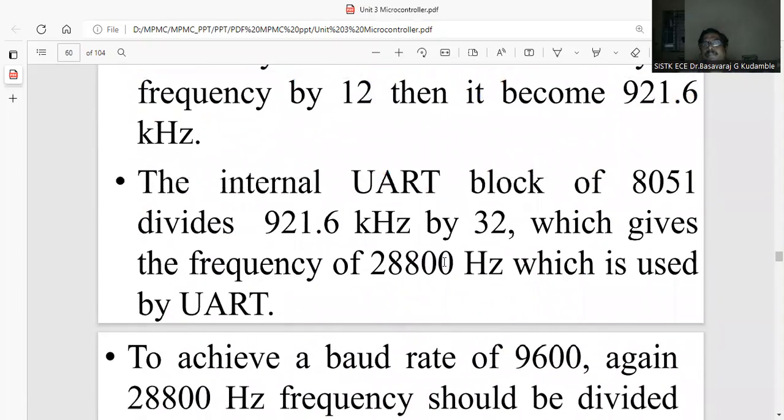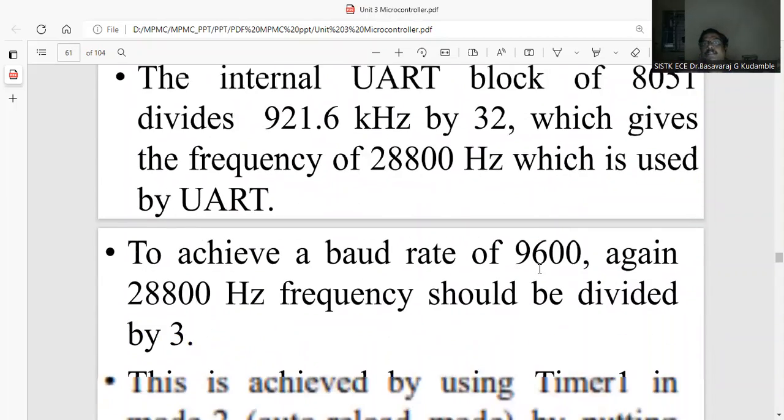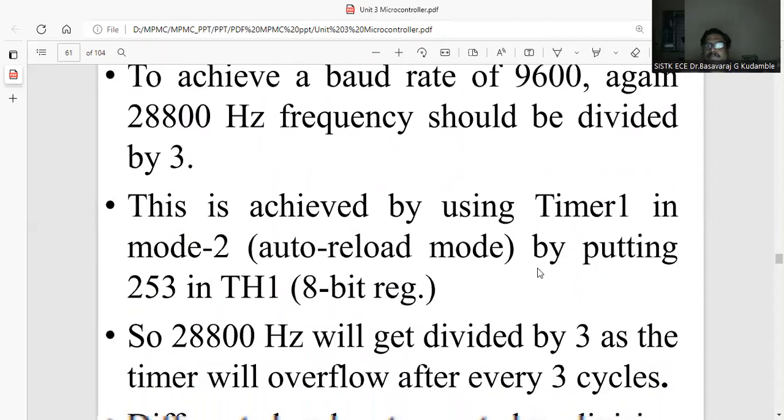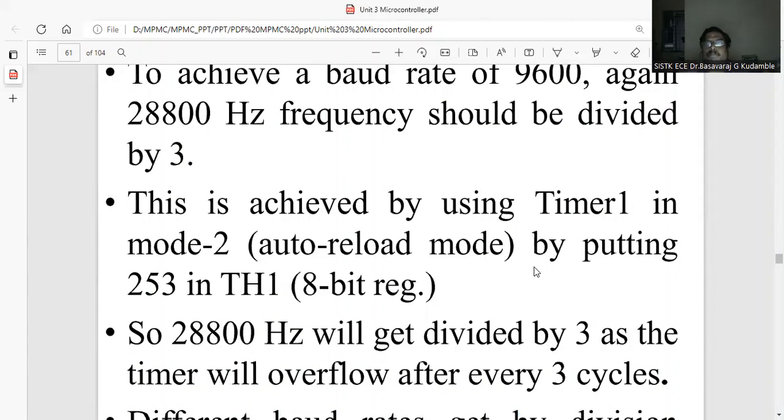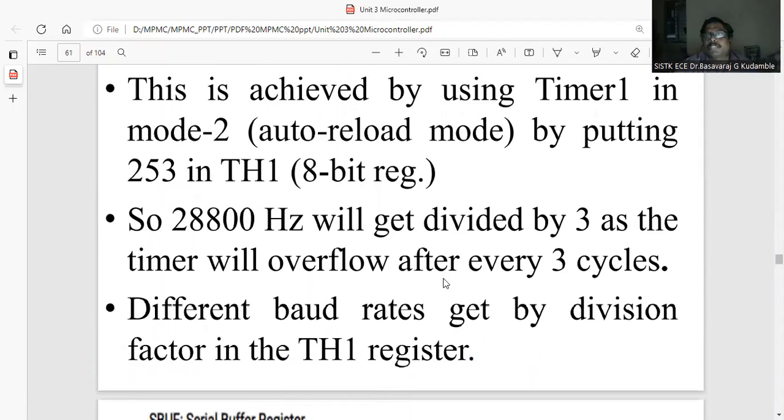The available clock is 28,800. But we need 9600, so we have to divide by 3. This operation we are going to perform with the help of timer 1 in mode 2, the auto reload mode. We are going to load the value 253 into the TH1 register, make it auto reload and start the timer. Divide by 3 in frequency is equivalent to multiplying the timing by 3.